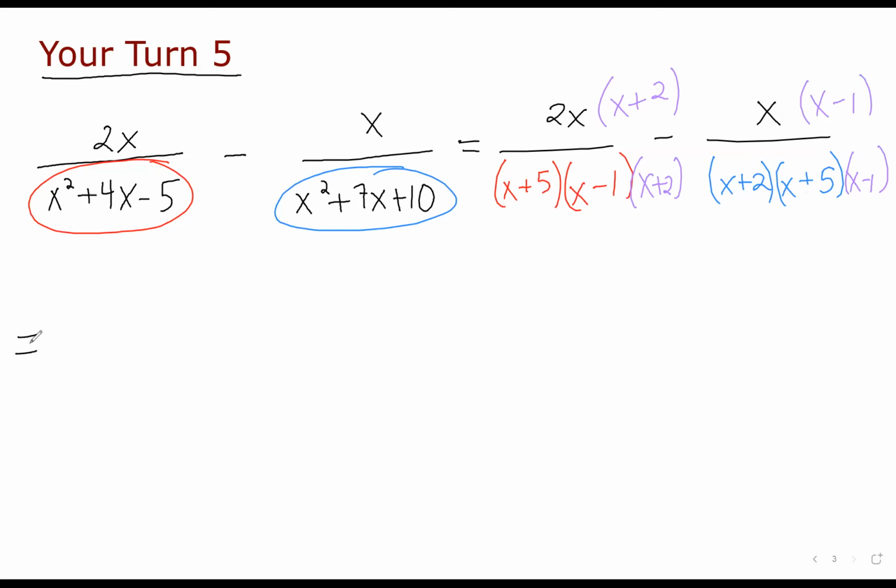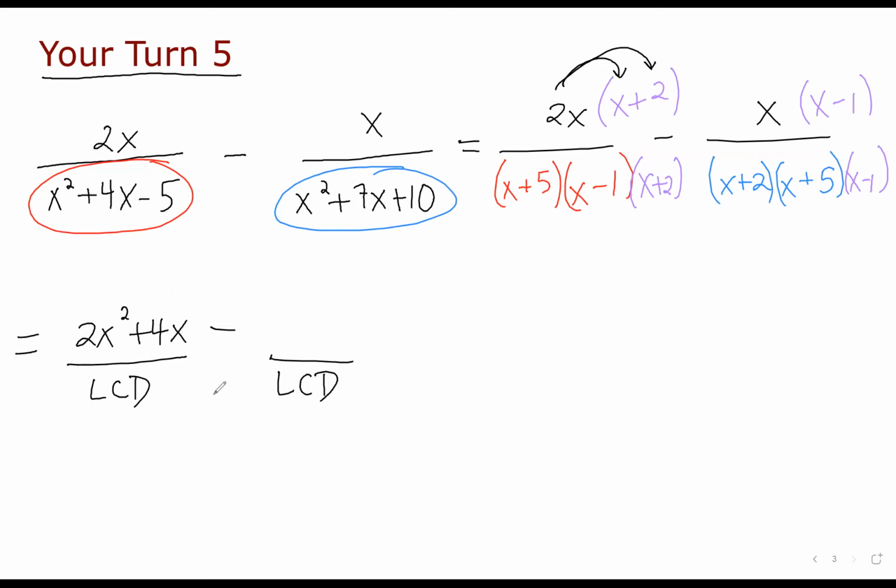Okay, so what I will do next is start to simplify the numerators. Let's do that by distributing. 2x times x plus 2, that's going to become 2x squared plus 2x times 2, which is 4x. All right, and then minus, so I'm just going to write over the LCD. This is what I meant before. It's a little shorthand. Minus, and then the second fraction will also be over the LCD. We got that part covered. Now we're working on the numerators.